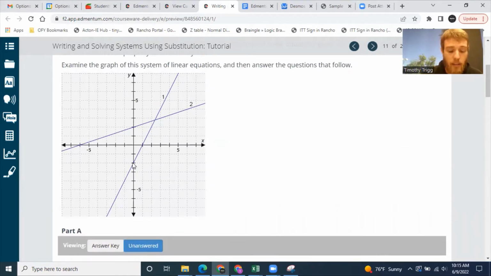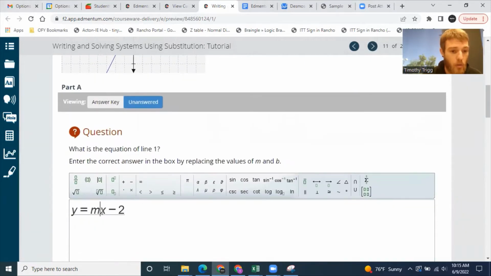Now, how do we calculate the slope? Remember, the slope, or your m, is the rise over run, so rise divided by run. In this case, you'd rise 2, run 1. So 2 over 1, which is just 2. So the equation for line 1 is y equals 2x minus 2.